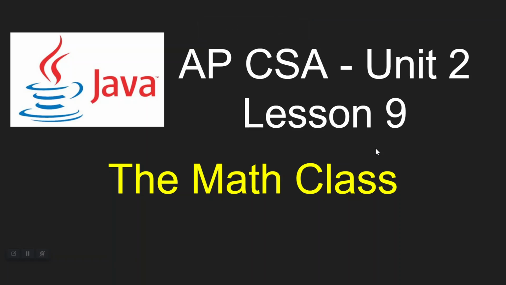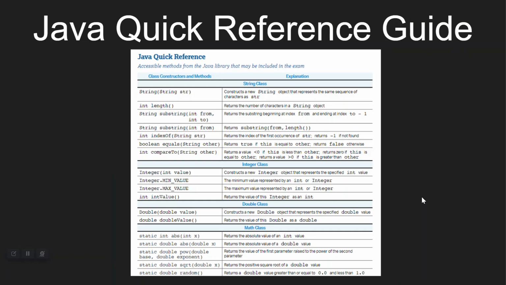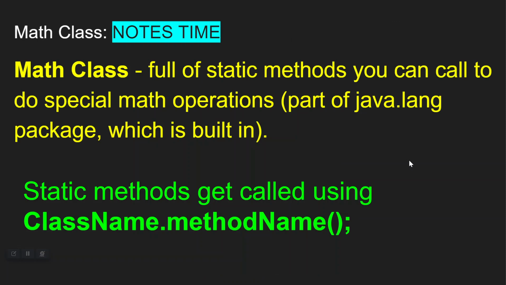It's time for the final lesson in Unit 2, Lesson 9, which is all about the math class. I want to point out before we move forward that the math class is also featured on the Java Quick Reference Guide. There are many methods in the math class, but the only ones that you have to know are the ones included on the Java Quick Reference Guide. Most of them are pretty easy. The first four are pretty easy. The only one that is a little bit tricky is math.random, and that'll take a little bit of practice to get used to. But let's go ahead and hop in here.